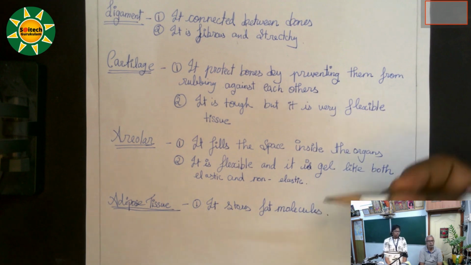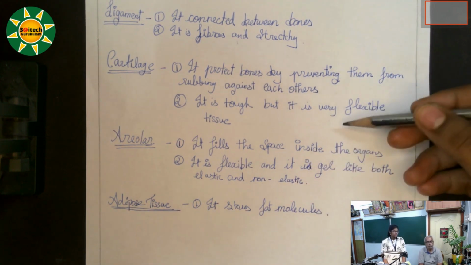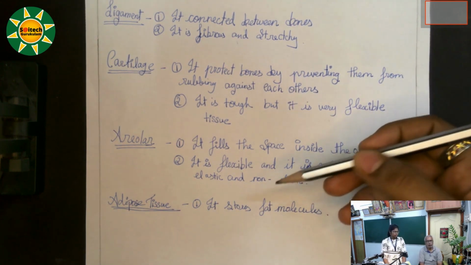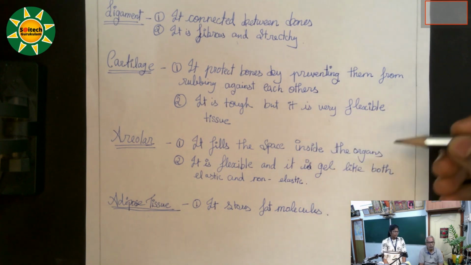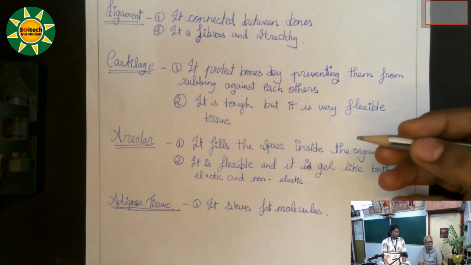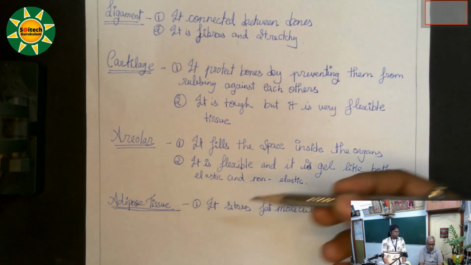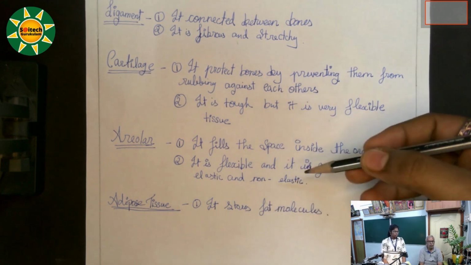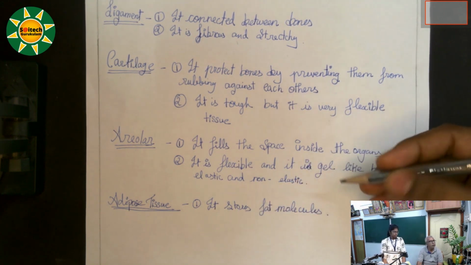Areolar tissue fills space inside the organ, and it is flexible and gel-like, both elastic and non-elastic. Adipose tissues store fat molecules.